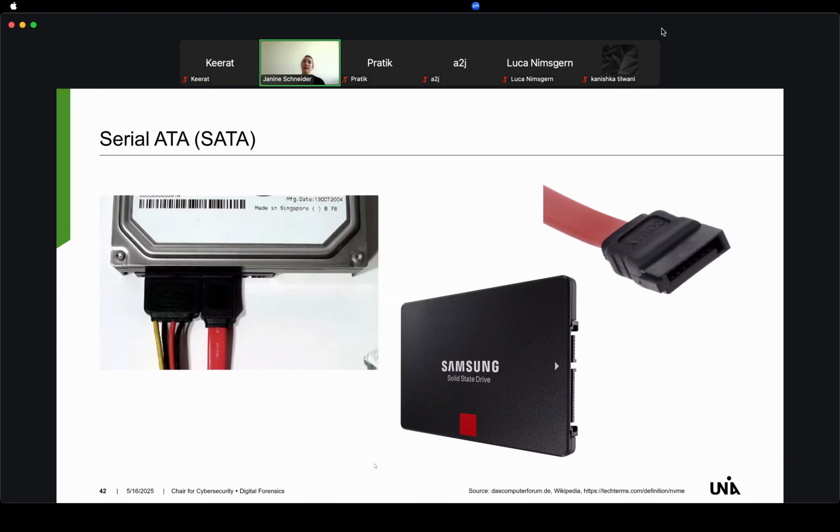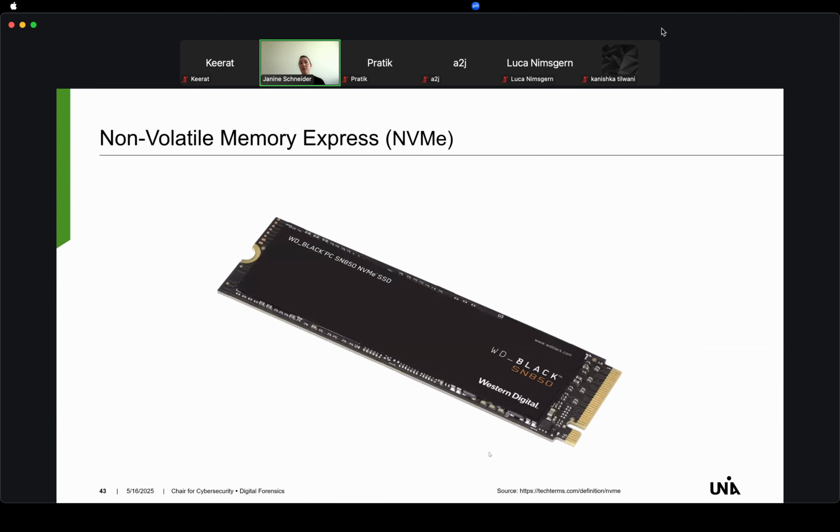Here you can see a SATA connector, so you have a data cable and a power supply. Sorry, you have a power supply and a data connection. Here you can see an SSD with SATA interface and a SATA connector. As I said, it's still very common, but nowadays you also often see this NVMe stuff.